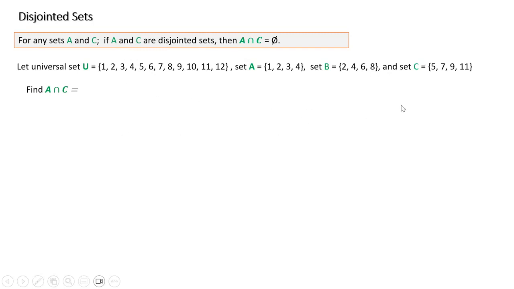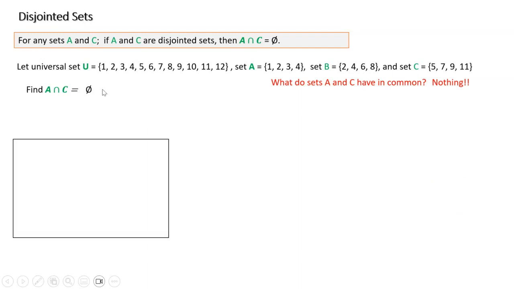Okay, now for example, we added set C to the previous example. Set C is 5, 7, 9, 11, and the universal set, and set A and set B are the same as before, but we added a set C. This will explain disjoint sets. Okay. So what do the sets A and C have in common, right? Nothing, because A has the elements 1, 2, 3, 4, and C has 5, 7, 9, 11. They don't have anything in common, so the answer will be the empty set. It'll be that notation, right? Or you can put the braces with nothing inside.